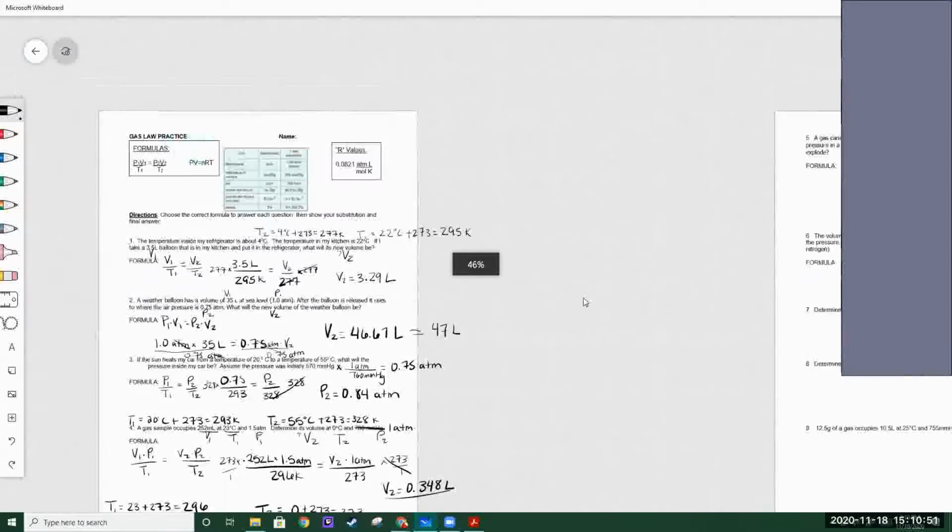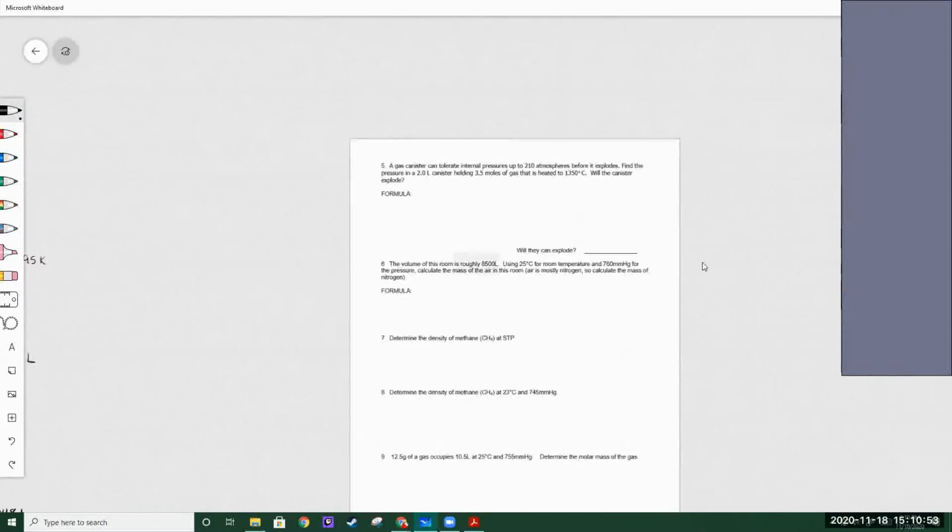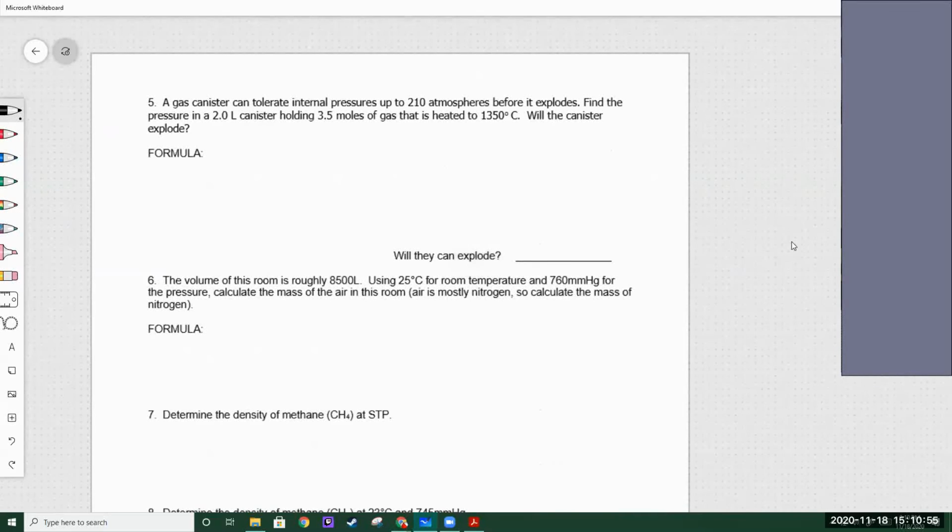Okay, let me just do this one. So this question wants us to know if our canister will explode. It says at a pressure of 210 atmospheres, it'll explode. It wants to know if we have a volume of this many moles at this temperature, will it explode? So we're figuring out what the pressure is. So we're going to use the ideal gas law, because anytime you have moles, you're probably going to use the ideal gas law. And we're going to solve for pressure.